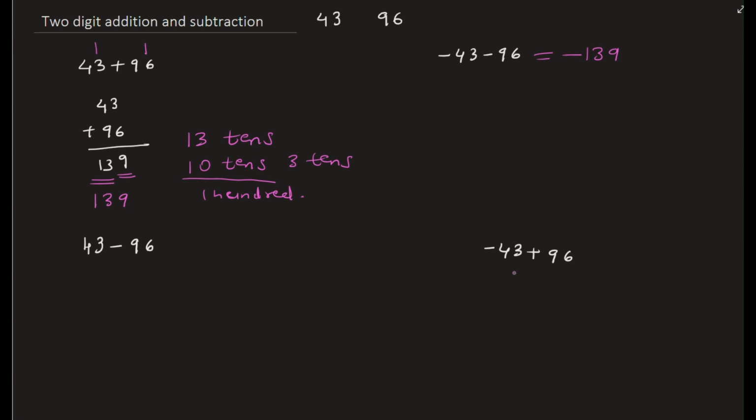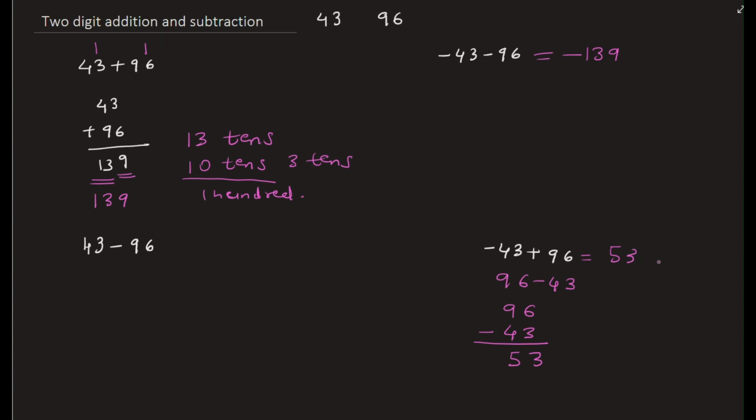Next I have negative 43 plus 96, or it's the same as 96 minus 43. So again I write the numbers one below the other in such a way that the units place is below the units place and the tens place is in one line. So 96 minus 43, I subtract 3 from 6, both at the units place. So 6 minus 3 equals 3 and 9 minus 4 equals 5. So the answer is 53.